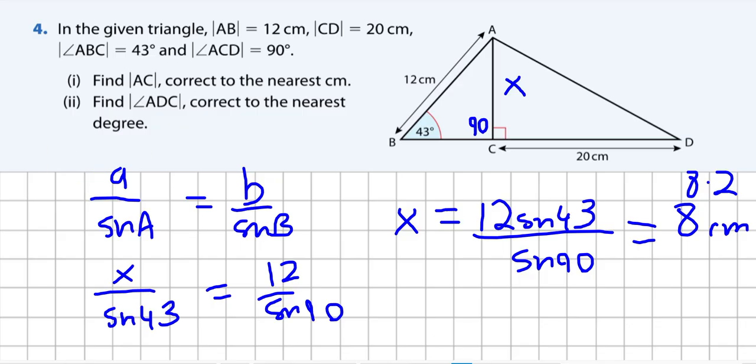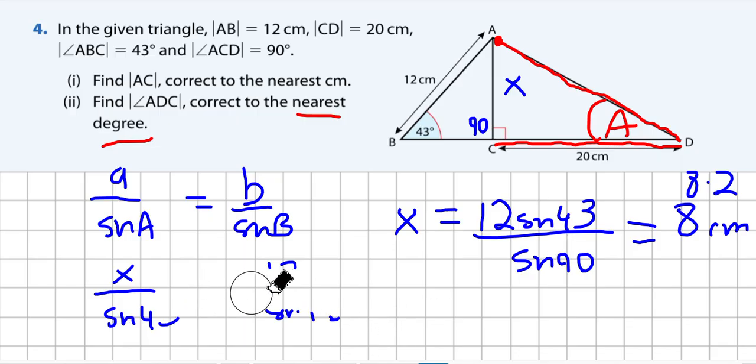What's the next question asking for? Nearest degree. Angle question or length question? ADC. So it's A to D and then back to C again. So this is our new angle. You can call it capital A if you want. Is that right? So using the triangle that's now located on the right hand side, and we can use 8.2 here. Okay. Who's fighting 8.2? Or who's opposite 8.2?